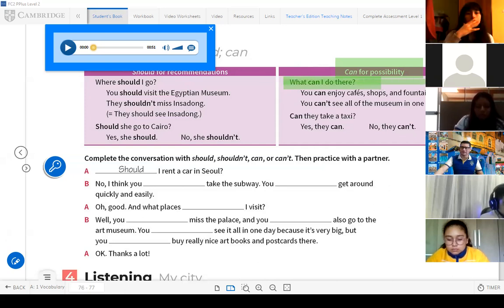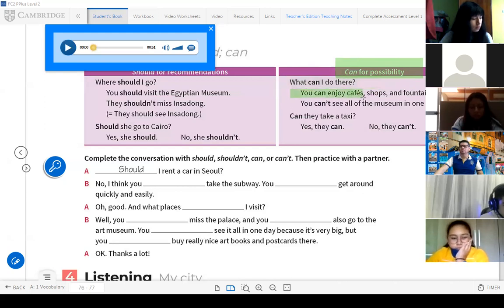¿Qué puedo hacer ahí? What can I do there? Si voy a Tingo María, what can I do there? ¿Qué hay para hacer? ¿Qué puedo hacer? Ok? Now, you can enjoy cafés. Aquí están las possibilities. You can enjoy, puedes disfrutar los cafés, shops and fountains. ¿Qué más?